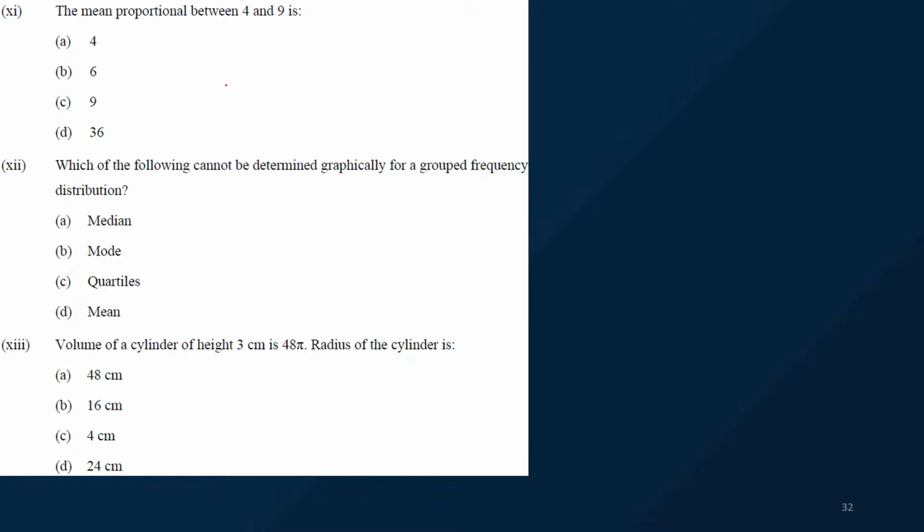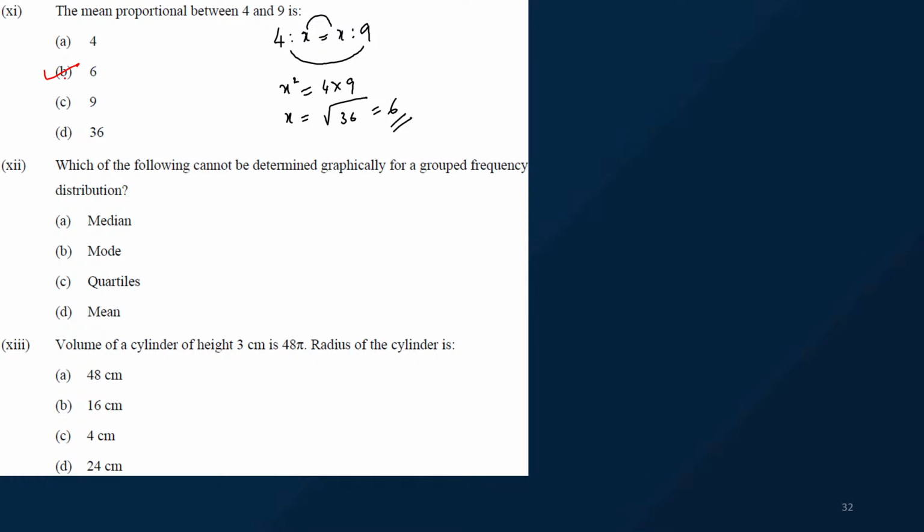Okay, so now let's go to the next one, that is the 11th one. Find the mean proportional between 4 and 9. Let the mean proportional be x. If mean proportional is x, how can I write? 4 is to x is equal to x is to 9. So you know product of means is equal to product of extremes. So I can write x square is equal to 4 into 9. So x is equal to square root of 36, that is equal to 6. So now I can say that the mean proportional is 6.